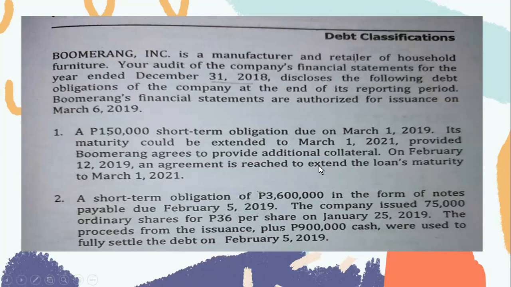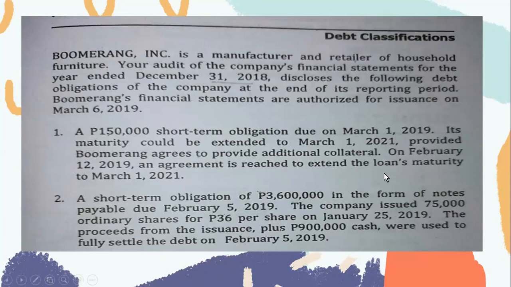It's because even though may agreement to extend until March 1, 2021, ang agreement na-provide nila is nasa statement: Boomerang agrees to provide additional collateral. Tapos ang additional collateral is February 12, 2019 pa na-reach. Ibig sabihin, after na sa reporting period. Tandaan lang ninyo na kung after reporting period na siya, current na siya. Case to case basis na lang.